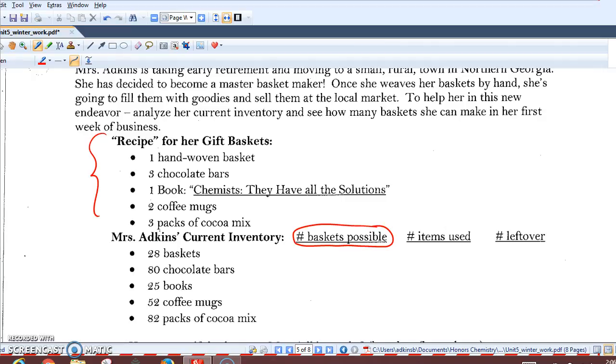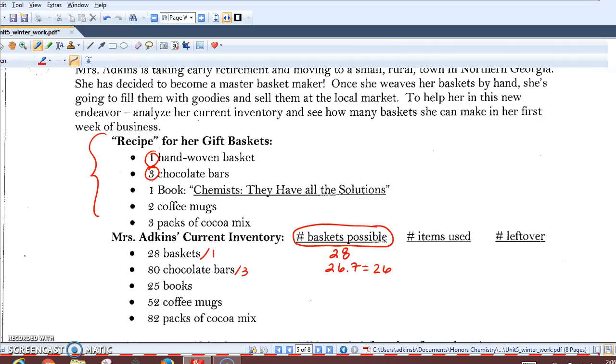So the first one's pretty easy. If I say, well, I have 28 baskets, and I divide that by the recipe, which is 1, then 28 divided by 1 just gives me 28 baskets. So based on baskets alone, I could make 28 gift baskets. Now chocolate bars, I need 3 chocolate bars for every basket. So if I start with 80 and I divide that by 3, you get 26.7. Now you can't have a part of a chocolate bar, so we would just round that to 26. So based on chocolate bars, we can make 26 gift baskets.